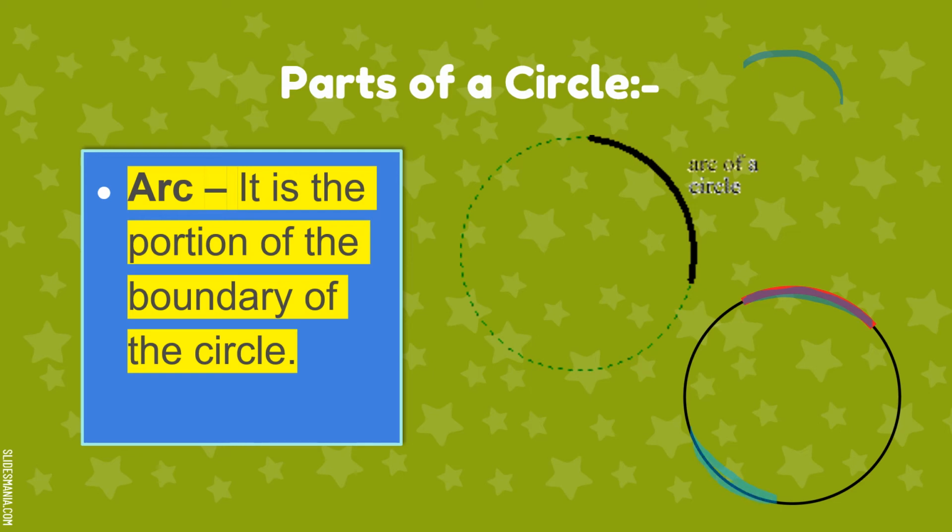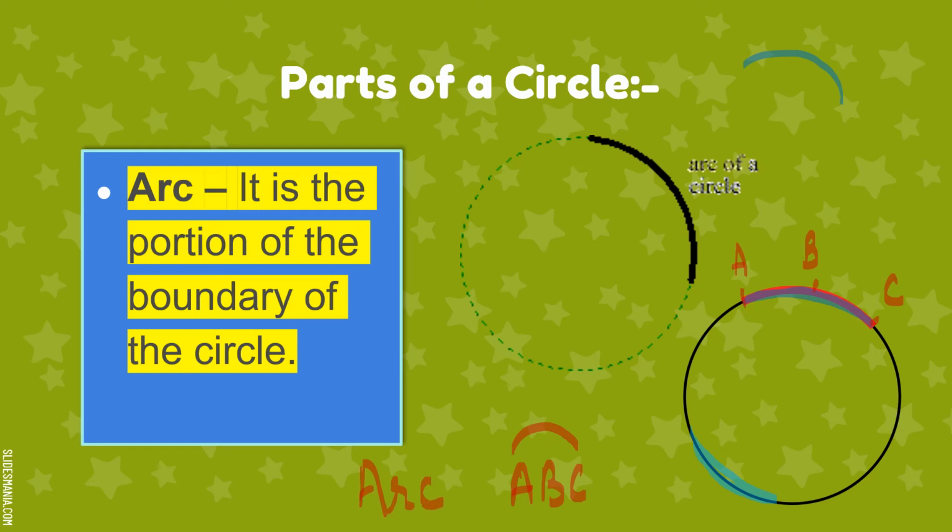Then how do you name an arc? We name an arc with the help of three alphabets. So what will I do? I'll take the starting alphabet here, I'll take one alphabet in the middle, and I'll take one alphabet at the end. So I'll write here A, B, C. So how would you name an arc? Since you know it is a curved thing, you will write A, B, C, and on top of it you'll draw an arc like this. So this is how you name an arc.